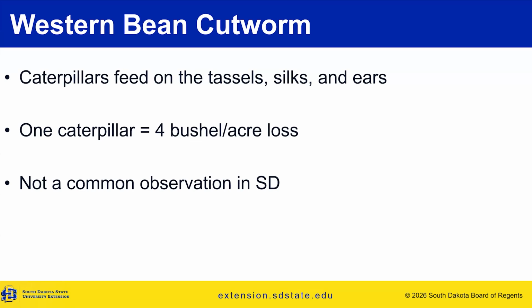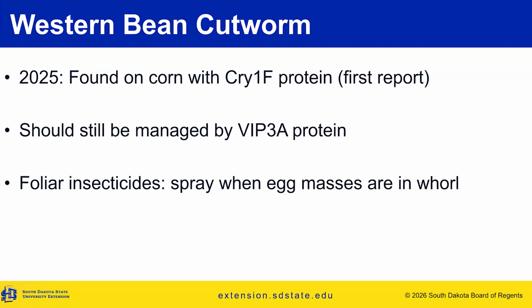And like I said, not a common issue in South Dakota, but in 2025, it was found in a cornfield. There was a pretty large population, and it was found feeding on Cry1F corn. And so this is the first report of this in South Dakota. Historically, we have not had an issue. However, looking at other states, this Cry1F breakdown has been going on with the Western bean cutworm for years, especially down in Nebraska.